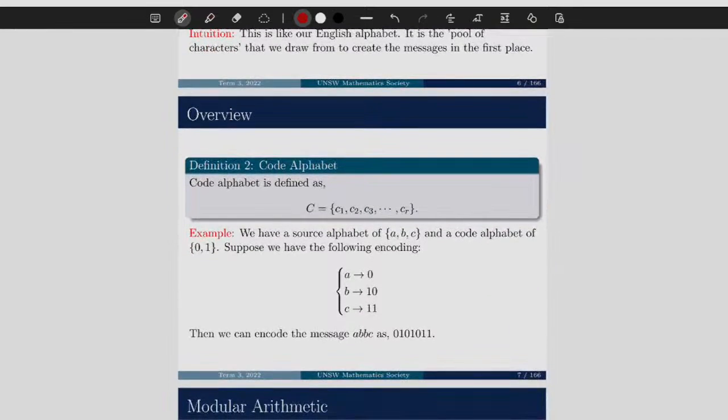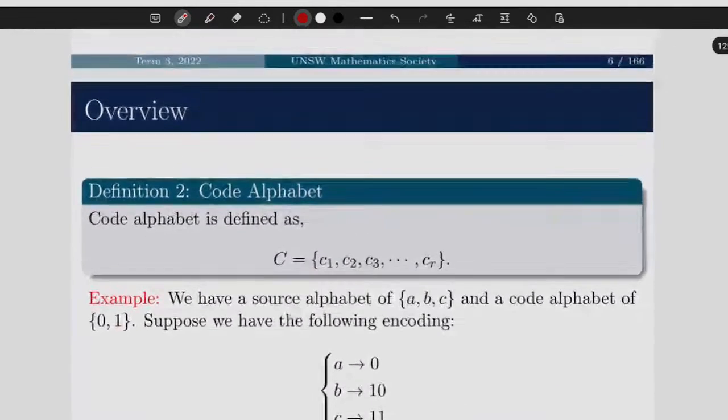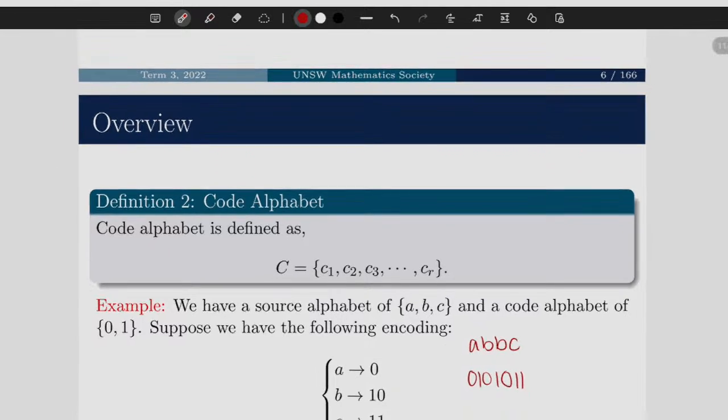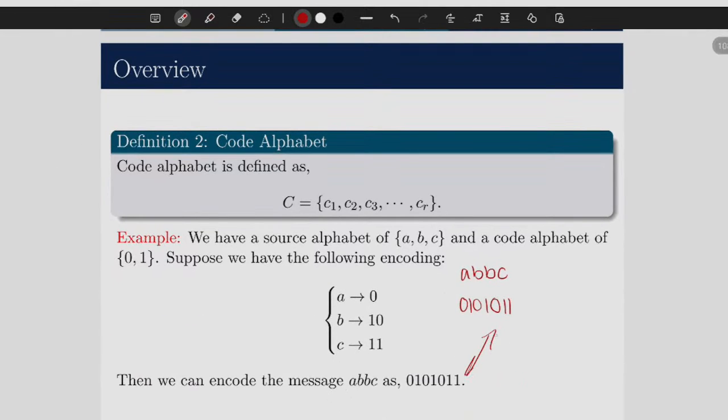And very similarly, we have a code alphabet. The best example that I can think of is given here. If you have a source alphabet of A, B, and C, which are things that we're trying to encode, and the code alphabet is 0 and 1, then we can have a possible encoding that looks like this. If I'm trying to code something like A, B, B, C, A corresponds to 0, so that's just 0. B corresponds to 1, 0, so that gives me 1, 0, and 1, 0 again. And then C is 1, 1. So super easy, this would be my encoding.